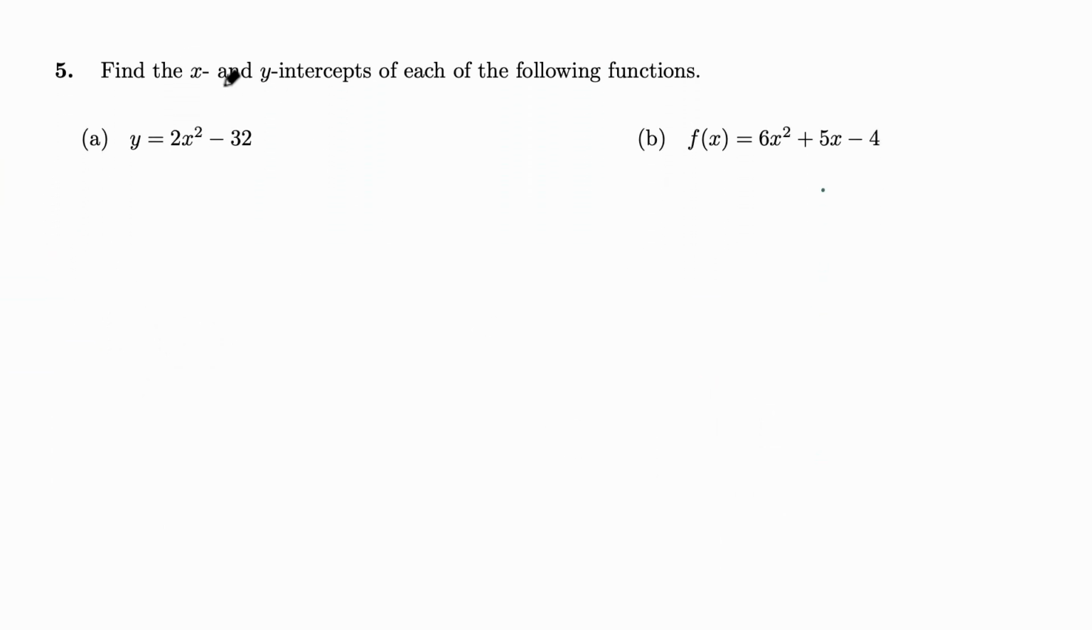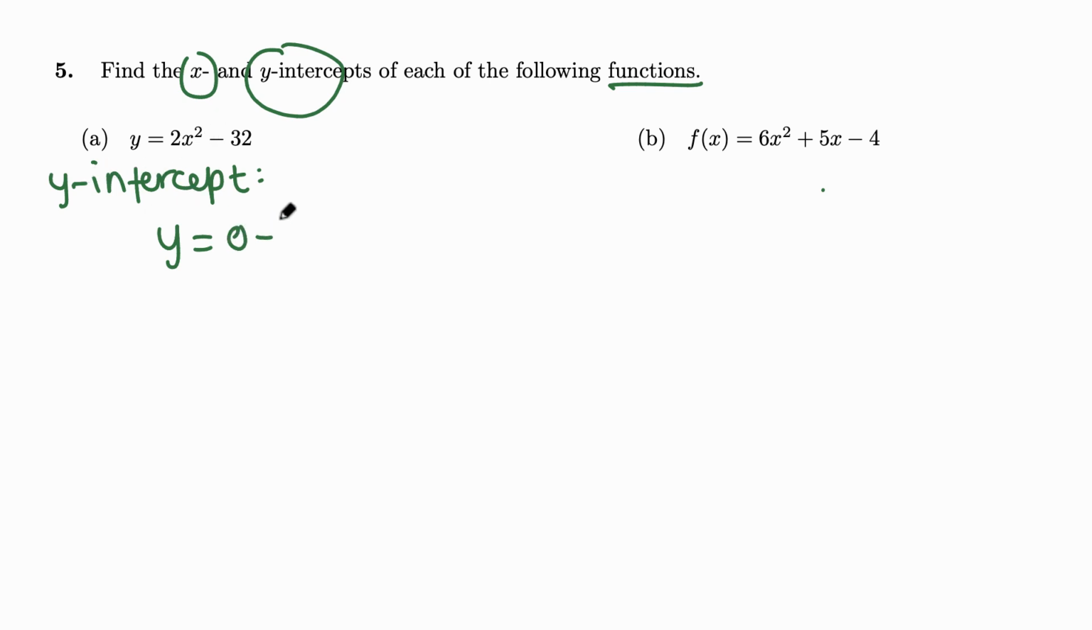In number 5, now we need to determine x and y intercepts. For a function, there will be only one y-intercept, and we can have more than one x-intercept. So let's find the y-intercept first. For that we set x to 0, so y equals 2 times 0 squared minus 32, that's negative 32. So the y-intercept is 0 comma negative 32.